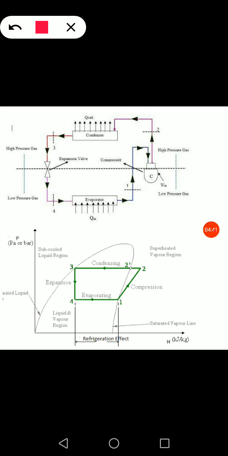refrigeration effect that we have to achieve. Now if the load on the evaporator is less, then we might use air as a cooling medium on the condenser side, and if the load on the evaporator is more, then we can use water as a cooling medium on the condenser side.